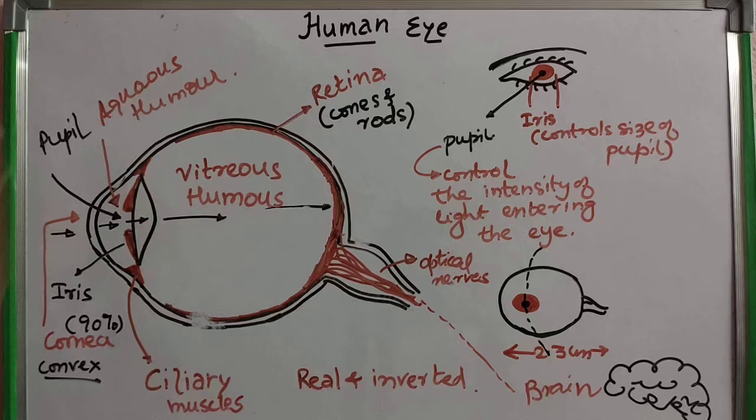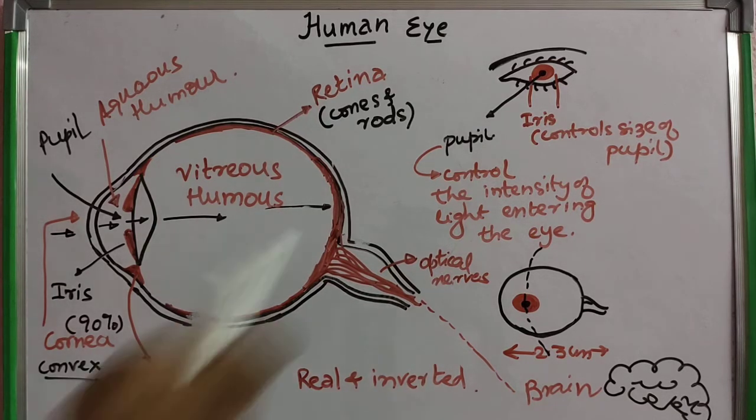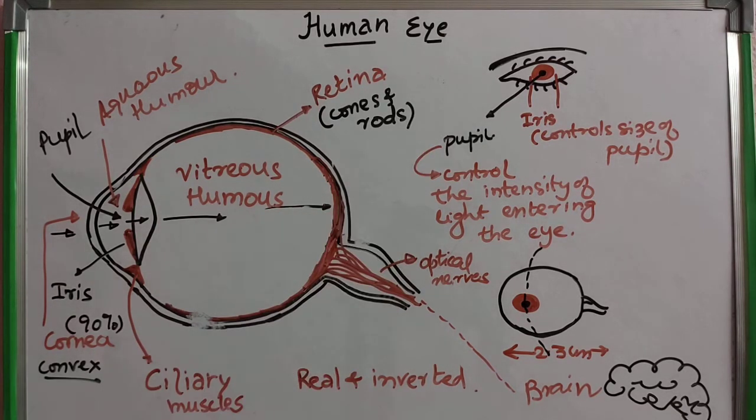Then after the cornea and aqueous humor, let's come to the iris. We have already discussed the function of the iris. What is the function of the iris? The iris controls the size of the pupil. What is the function of the pupil? The pupil is the opening in the eye through which the light enters, and it controls the intensity of light entering the eye.